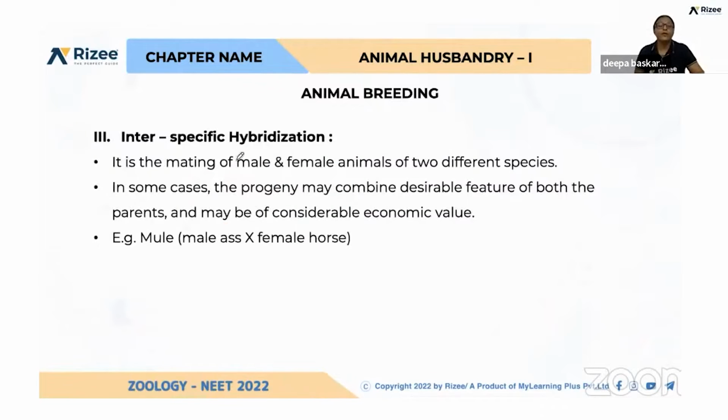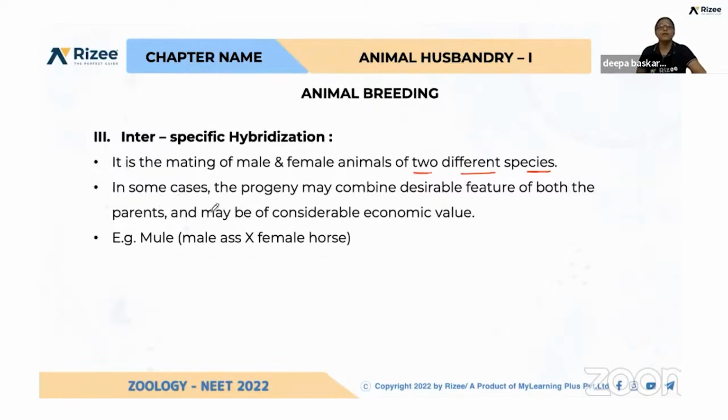And the third type of outbreeding is interspecific hybridization. See here, this is also very much important, like we are going to mate two different species here. So till now, what we saw was about the same species, whether the breeds have the same ancestor or different ancestors. So here we are allowing the mating of two different species of male and female. Because of that, entirely new organisms will be formed.